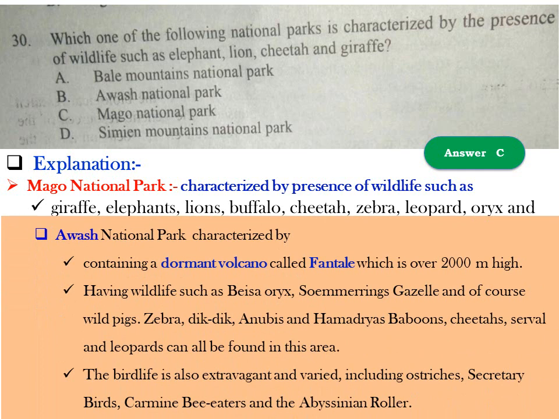Awash National Park is known for its dormant volcano, which is known as Fantalle. Awash National Park has many animals and many birds. Just read also about Awash National Park.